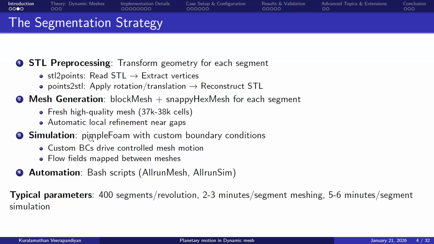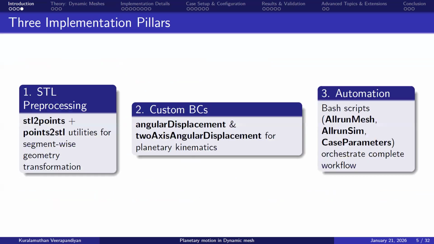The simulation is done through pimpleFoam with custom boundary conditions, and the custom boundary conditions drive the controlled mesh motion. When one segment completes, we map the fields from the previous segment to the next new mesh, and we start the simulation fresh. So each of the 400 segments is a separate simulation on its own. On the whole, they give us the complete simulation of the entire tutorial. So these are the three pillars of our implementation: STL pre-processing, custom boundary conditions, and automation through bash scripts.